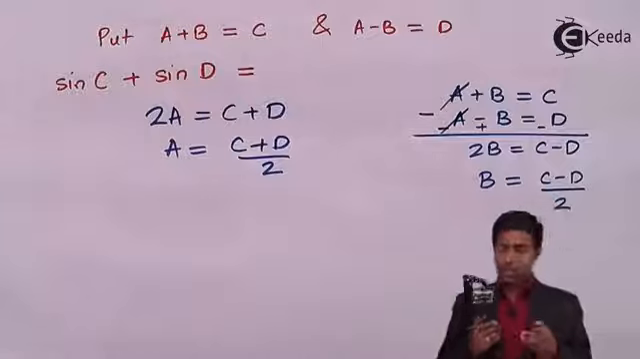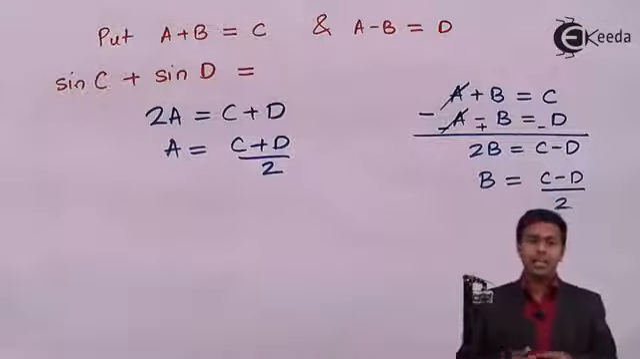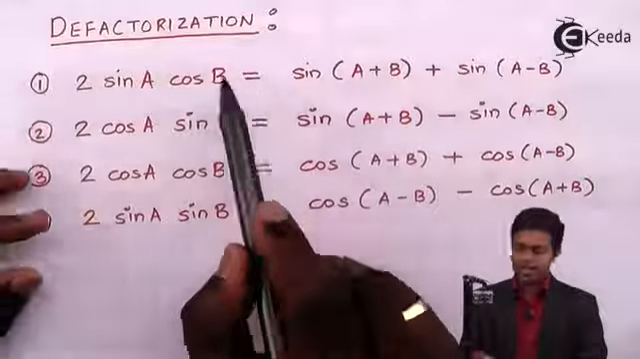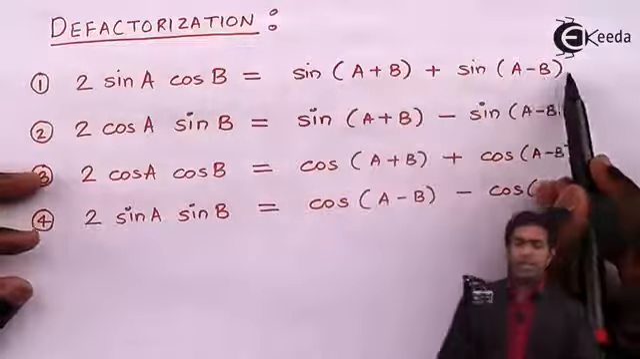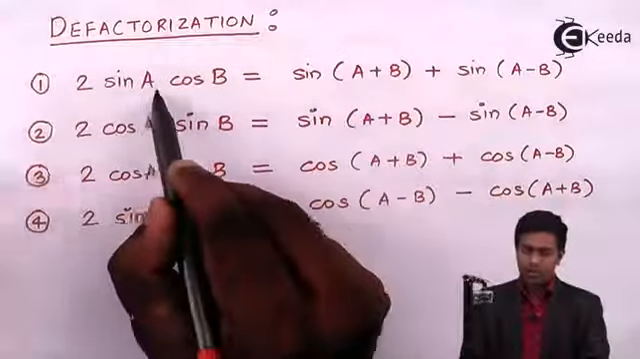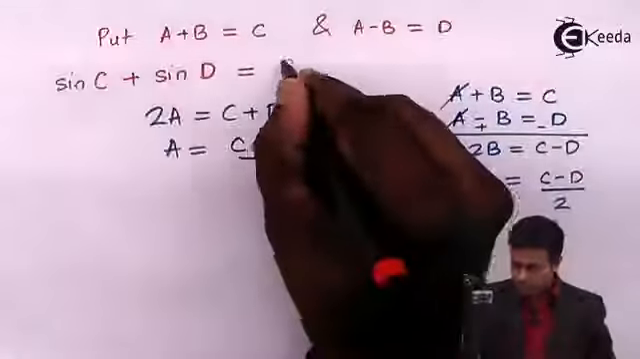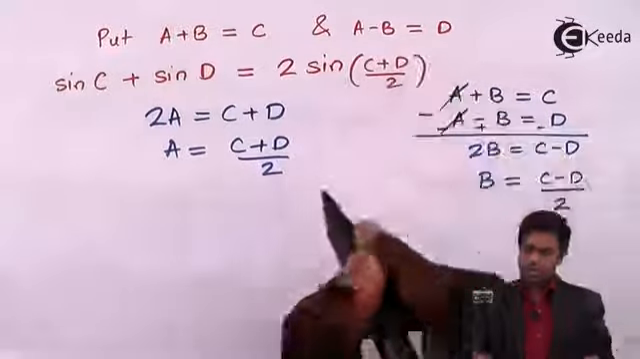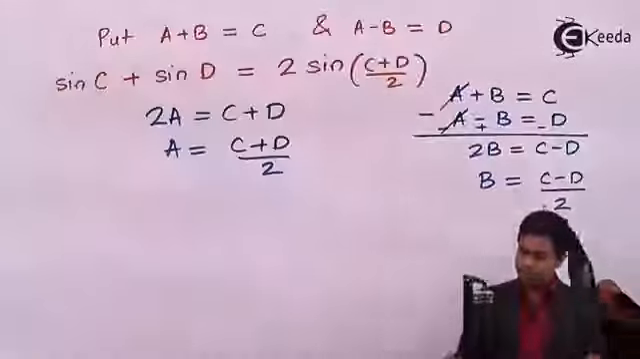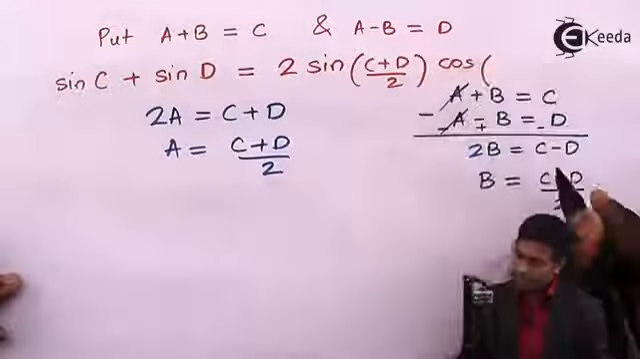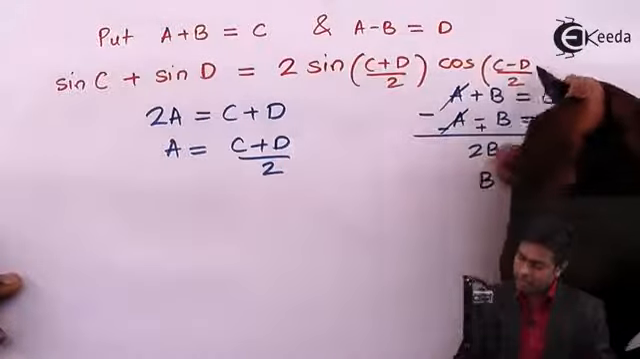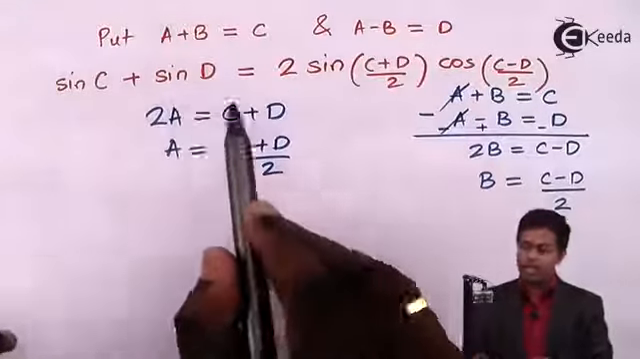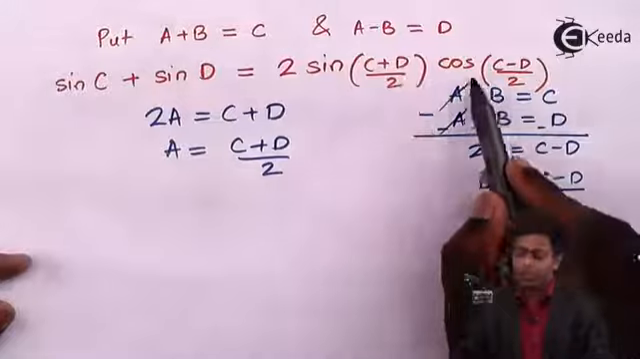So guys, we got the value of A and B in terms of C and D. Now we will substitute this value of A and B here in the left hand side, as we have substituted A plus B as C and A minus B as D. So for the value of A here, we will get 2 sin A, where A is C plus D upon 2, into cos B. So this will be cos of C minus D by 2. And by doing this, we got the formula for sin C plus sin D as 2 sin C plus D by 2 into cos C minus D by 2.